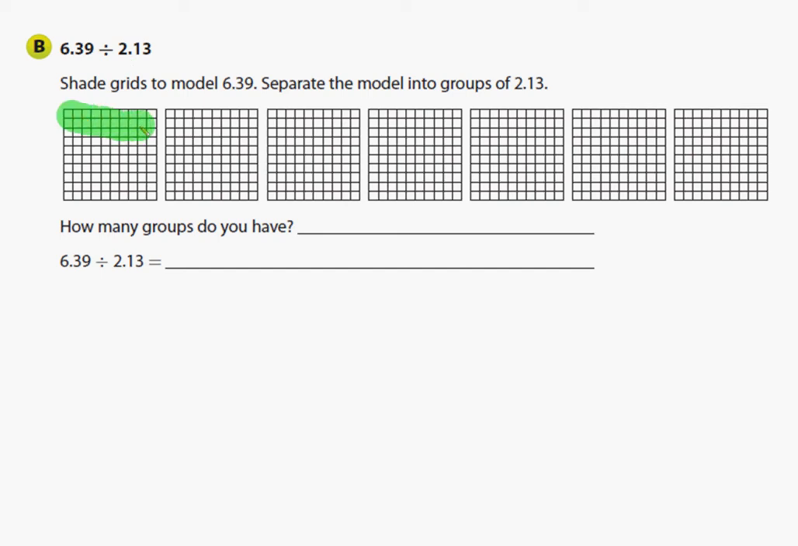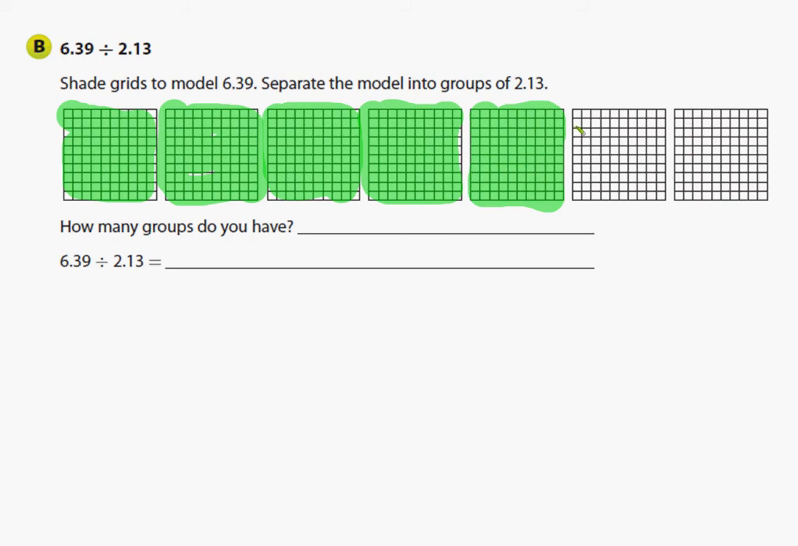So I'm going to shade in 6.39 on these blocks. So each one of these big squares is one whole. So I'm going to shade in 6 of these boxes to represent 6 wholes. That's 4 and 5 and 6.